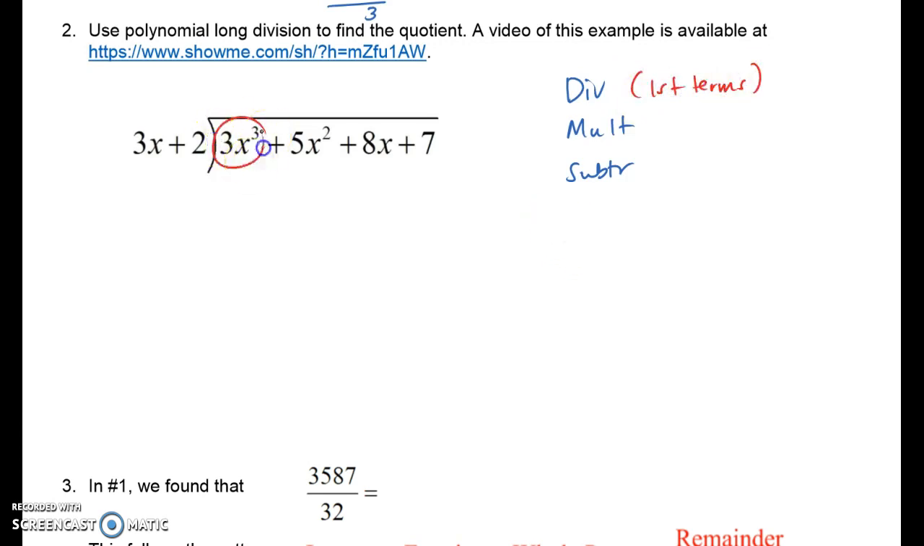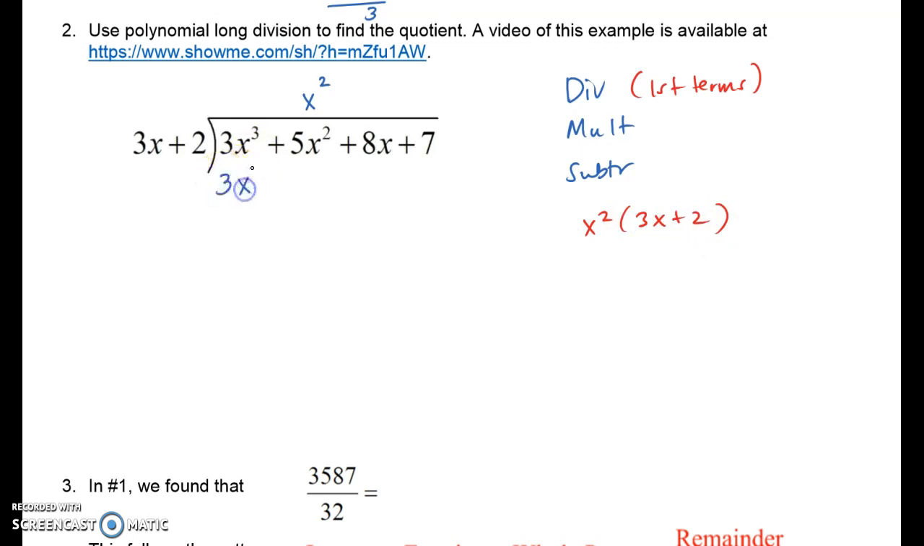When I divide here, I'm just going to think about 3x cubed divided by 3x. Or 3x times what amount gives me 3x cubed. That answer is x squared, so I write that over the x squared term. And now I'm on to the multiply step. Now the multiplying is going to involve both terms, the 3x and the 2. So I'm going to multiply x squared by 3x and by 2. And those become the terms that I write underneath.